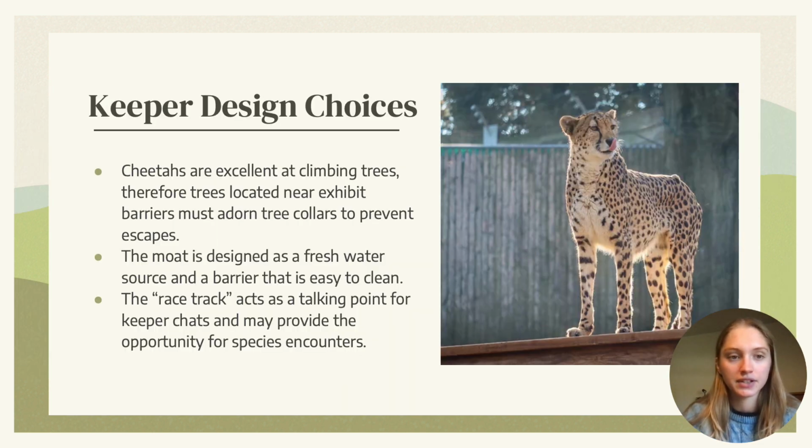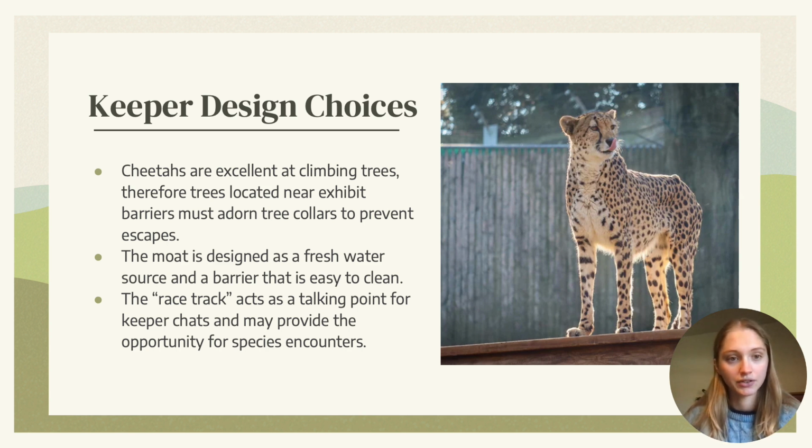So some of the keeper design choices for this exhibit are those tree guards that we mentioned a little bit before. Those are going to be there only on the trees that are closely located to barriers, just to prevent the animal from escaping. Any trees that are well within the habitat or the exhibit that would not allow the animal to escape, those can be left plain as long as the animal isn't able to jump from that tree out. That would be something that would need to be measured just to ensure.